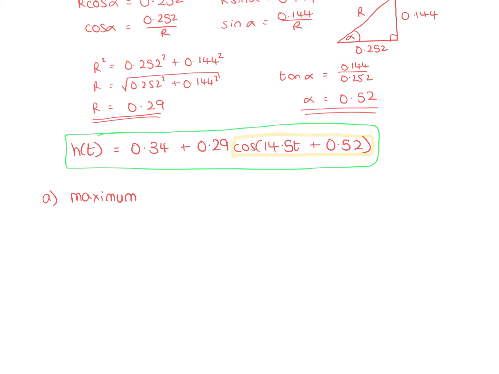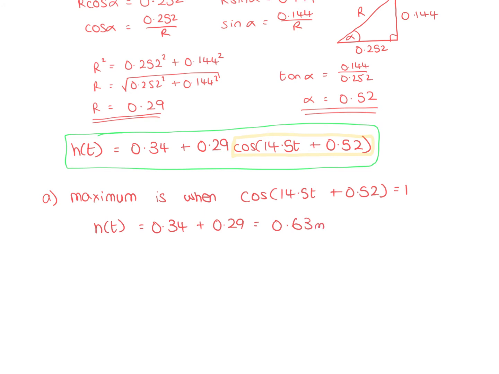Cos of something, the highest that could ever be is 1. So the maximum is when this bit, cos(14.5t plus 0.52), equals 1. And the height at that time, when that equals 1, h(t) will simply be 0.34 plus 0.29, which equals 0.63 metres.